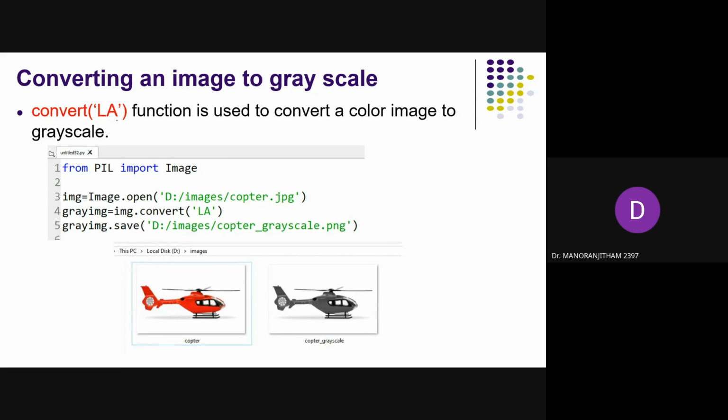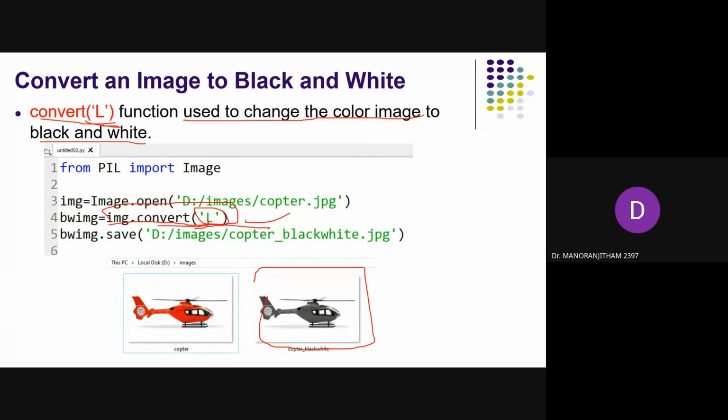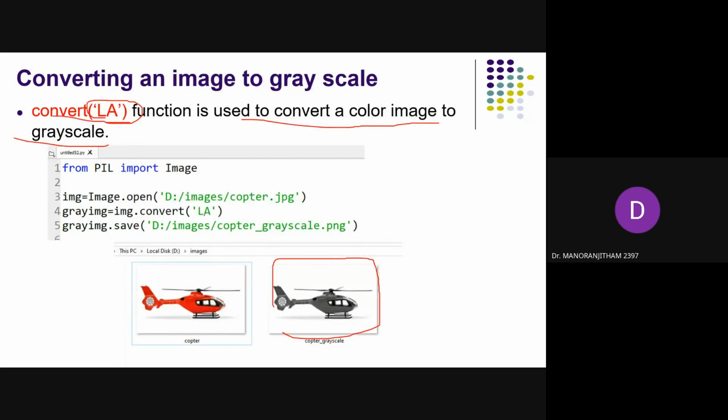Grayscale is different, black and white is different. Black and white has pixel values 0 to 1. Grayscale has ranges from 0 to 255. So here the convert LA function is used to convert a color image into grayscale. So you will get the grayscale value instead of black and white. If I want to convert an image to black and white, the argument will be L, but here LA. The single quote should be there.